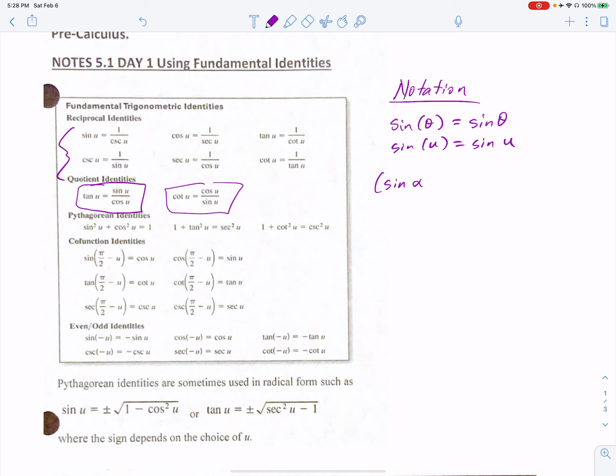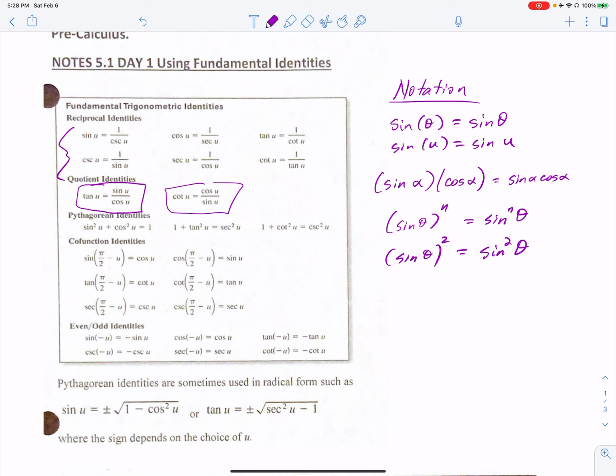If you have the product, you can have different variables. Say this is the Greek letter alpha: sine alpha, cosine alpha. This means you're multiplying those. You will see those just written sine alpha cosine alpha, and it means you're taking their product. If we have a power, say sine theta to the nth, we are going to write that sine to the nth theta, and those mean the same. So sine theta squared is sine squared theta.